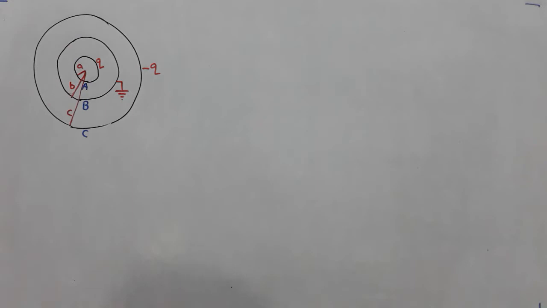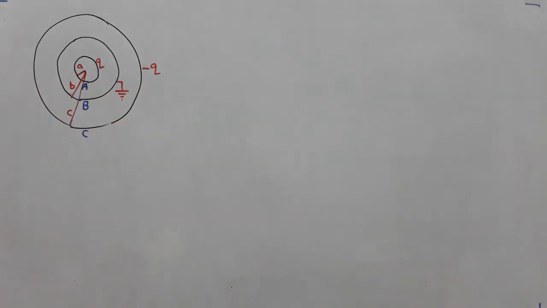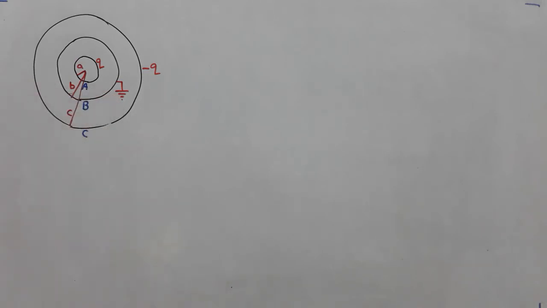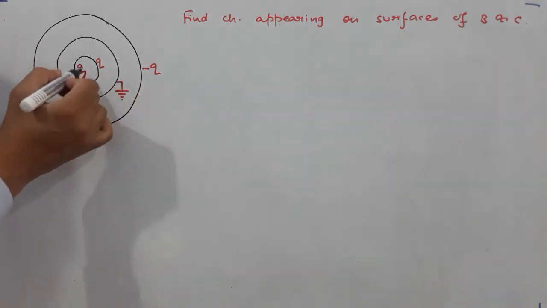Conducting spherical cells A, B and C of radii small a, small b and small c respectively. The cells A and C, the innermost and outermost cells, are given charges plus q and minus q respectively, and the cell B is earthed or grounded. The question is, find the charges appearing on the surfaces of B and C. Let us try to see how we solve this question. Two charges are given, q and minus q, on the surfaces of A and C.